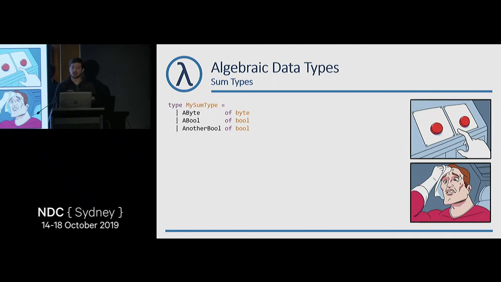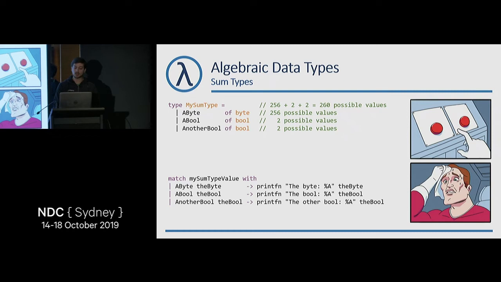F#'s version of sum types are called discriminated unions. On the slide, we can see a definition of a discriminated union called mySumType. It defines 3 alternatives, a byte, a bool, and another bool. Now, sum types are called sum types because the total number of possible values of a particular sum type is made by adding up, so summing, the number of possible values of its parts. So in mySumType's case, it has 260 possible values because a byte has 256 possible values and a bool has 2. So 256 plus 2 plus 2 is 260.